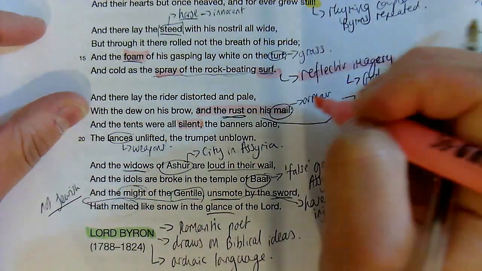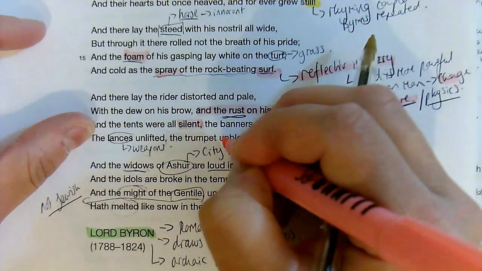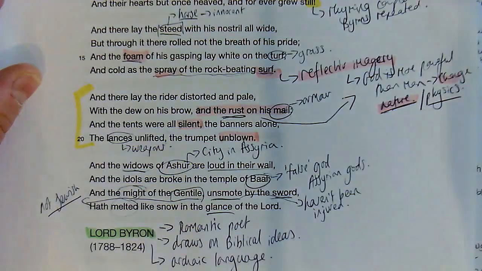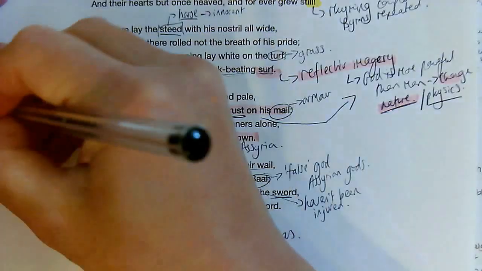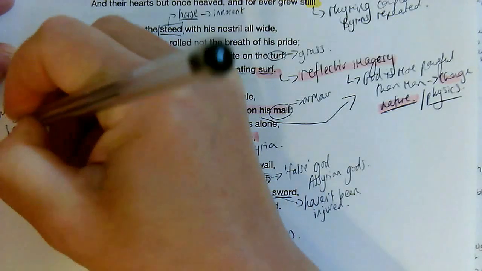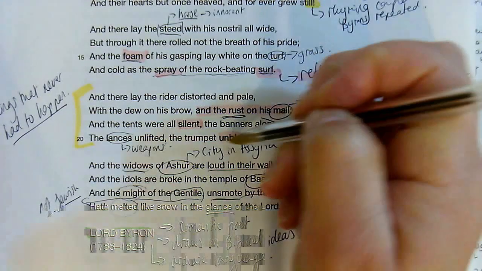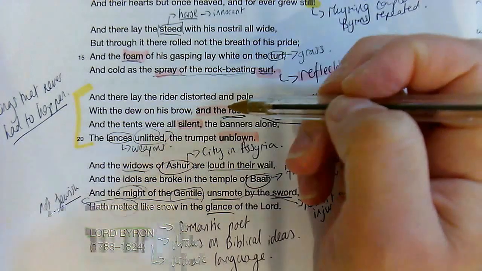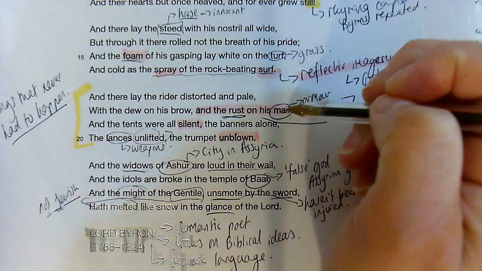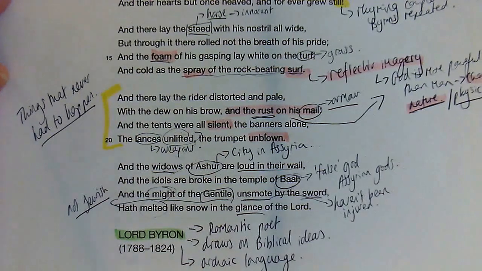Really important. And the banners alone, the lances unlifted, the trumpets unblown. This verse here deals with the things that didn't happen, that never had to happen. They never had to make a noise. They never had to lift up their weapons. They put their armour on, but it was no use. There was nothing that happened to them that meant that they had to have armour on.